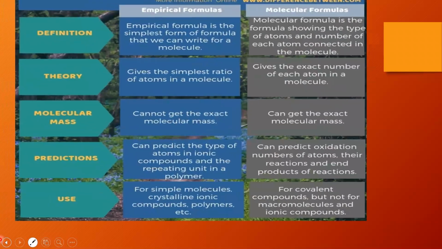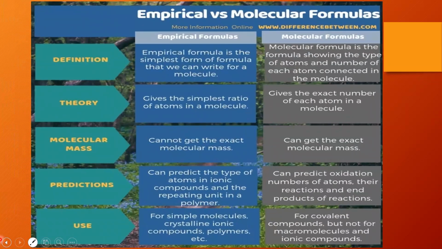Now, empirical versus molecular formula. What is the difference between them? So first of all, we are looking for the definition. What is empirical formula? Empirical formula is the simplest form of formula that we can write for a molecule. And molecular formula is the formula showing the type of atoms and number of each atom connected in the molecule. Empirical formula gives the simplest ratio of atoms in a molecule, and a molecular formula gives the exact number of each atom in a molecule.